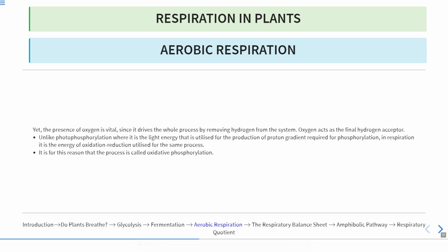So it is for this reason that the process is called oxidative phosphorylation. This whole process occurs in the presence of oxygen, and it is an oxidation reduction based reaction. The transportation of electrons here is an oxidation and reduction based reaction. The driving force is not light, as we have seen in the case of photophosphorylation.